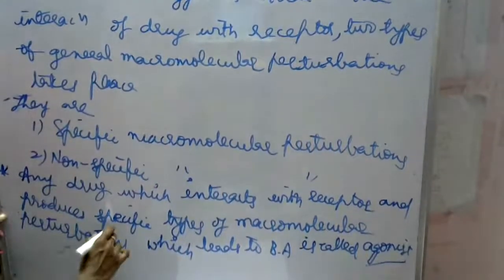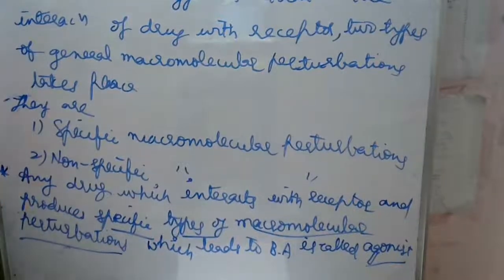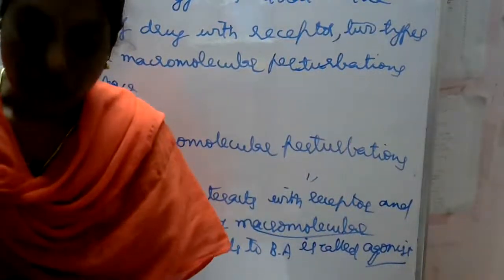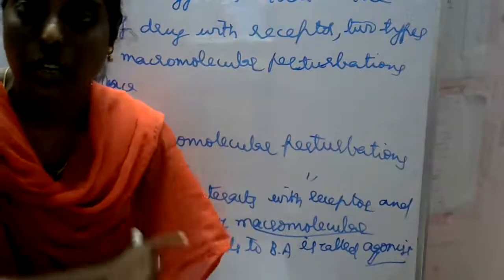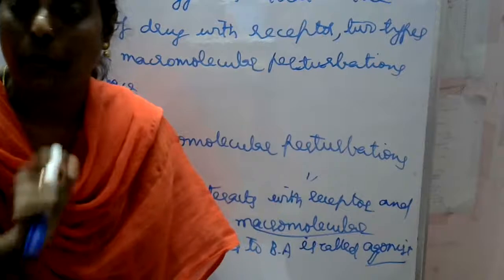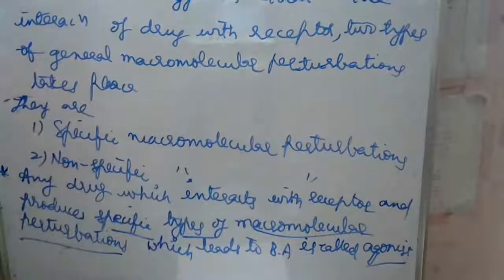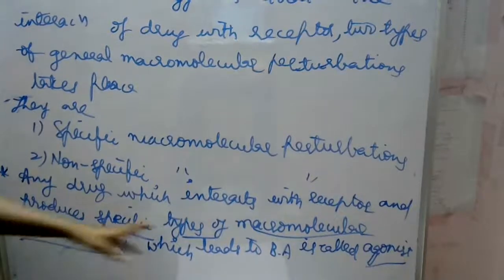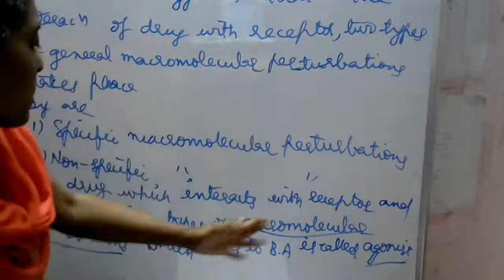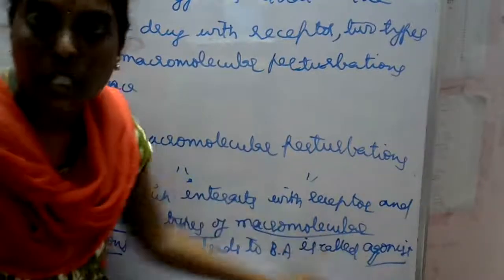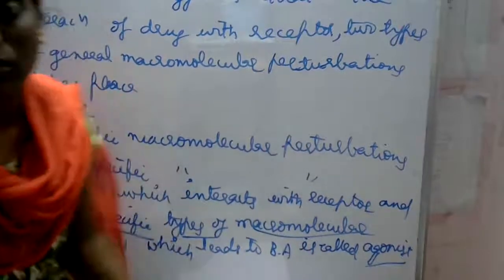Here we are using specific type of macromolecular perturbations; there we were using conformational changes. Instead of conformational changes, here we are using specific type of macromolecular perturbations. That is the only difference. Any drug which interacts with the receptor, as before, but in the sense of specific macromolecular perturbation, is called an agonist according to this theory.